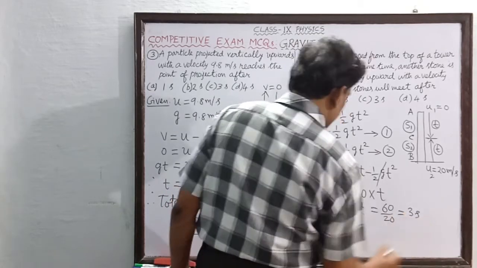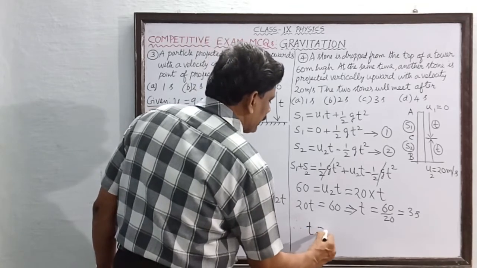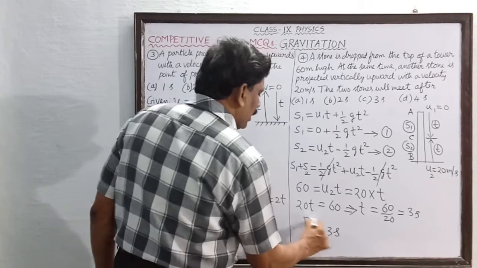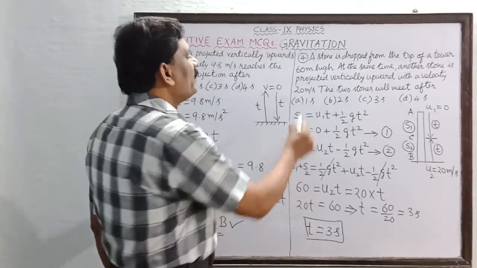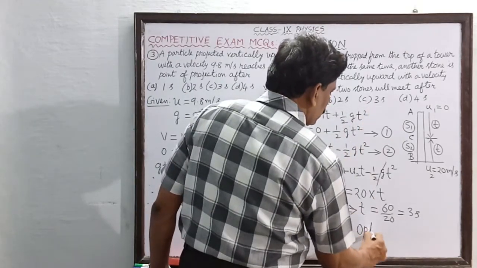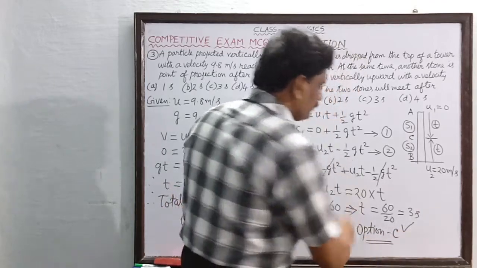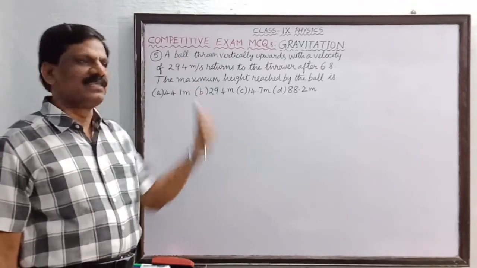Okay. So therefore now what is the time taken? After how much time are the two stones meeting? After 3 seconds. Okay, students. So you see, which of the options is correct? Option C is correct. So option C is correct. Have you understood? Okay.